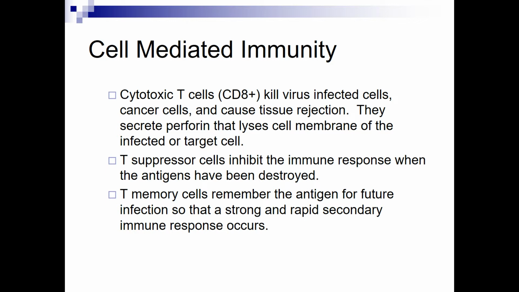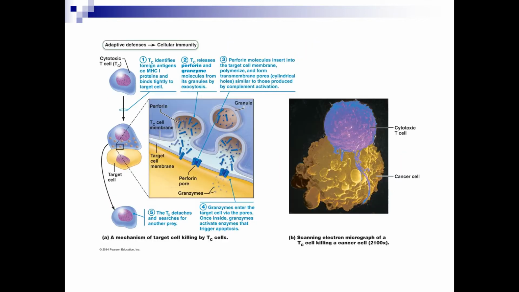Okay, then T memory cells are going to be the same as B memory cells. They remember the antigen in the case of future infection, so that you can get that strong and rapid secondary immune response.